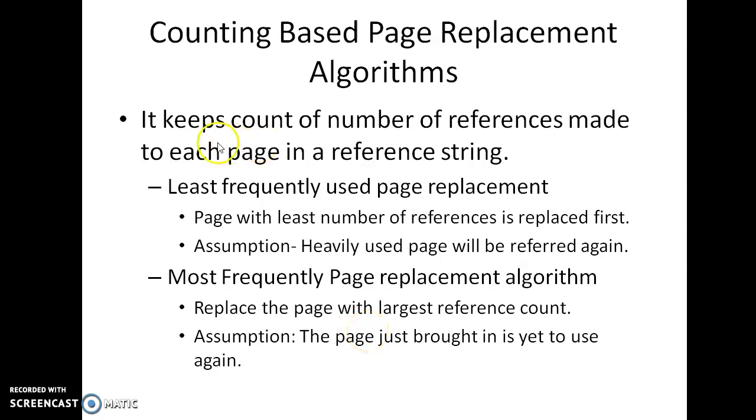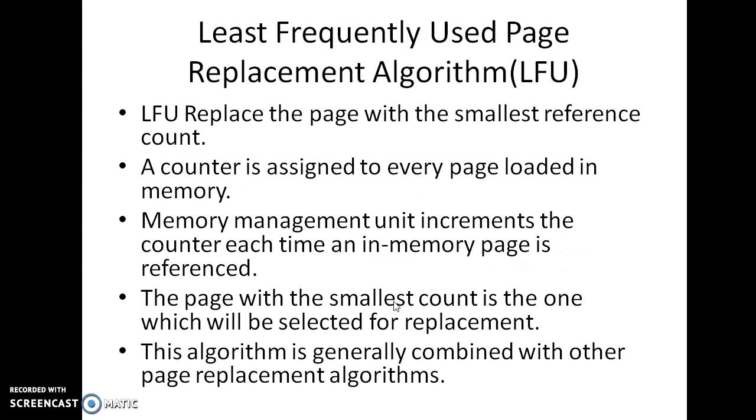In case of the least frequently used page replacement algorithm, the page with the least number of references is replaced first. Basically, it assumes that heavily used pages will be referred again. While in case of the most frequently used page replacement algorithm, it will be replacing the pages with the largest reference count. It assumes that the pages that have not been referred till now, or which have been brought into the memory recently, will be referred again. Let us see both the algorithms one by one.